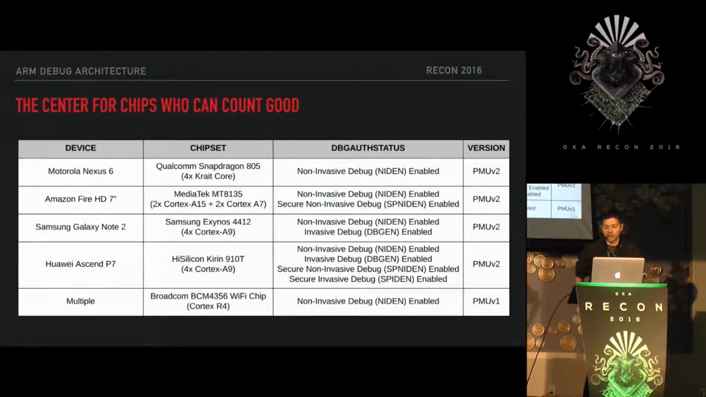So here's kind of a sampling of various chipsets. I tried to get a device with each chipset manufacturer. The main device I worked with was a Nexus 6, but just to show you, Qualcomm, MediaTek, Samsung, Huawei, HiSilicon chips all have non-invasive debug supported, and they all have PMU version 2. And of note at the bottom there, I included the Broadcom chip from my Nexus. It also has a PMU and is capable of counting.